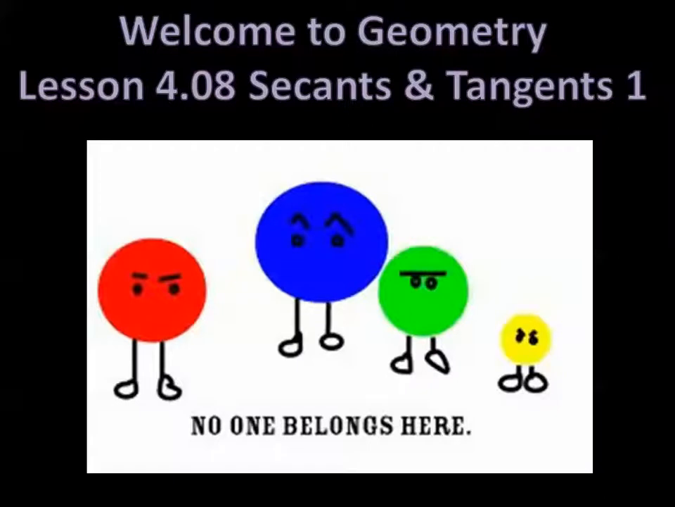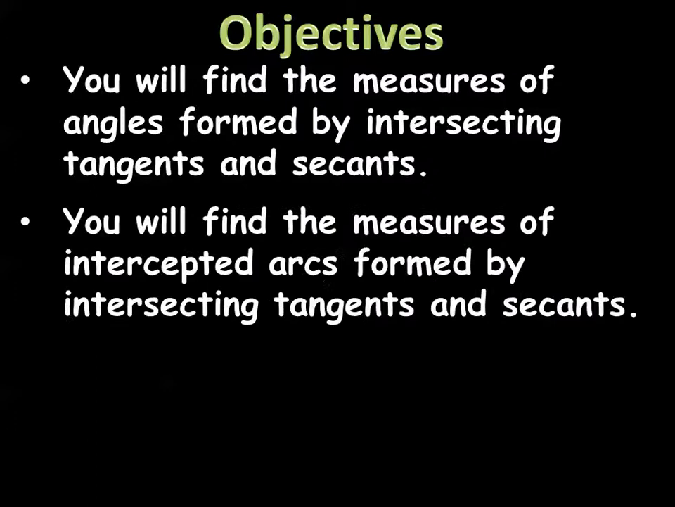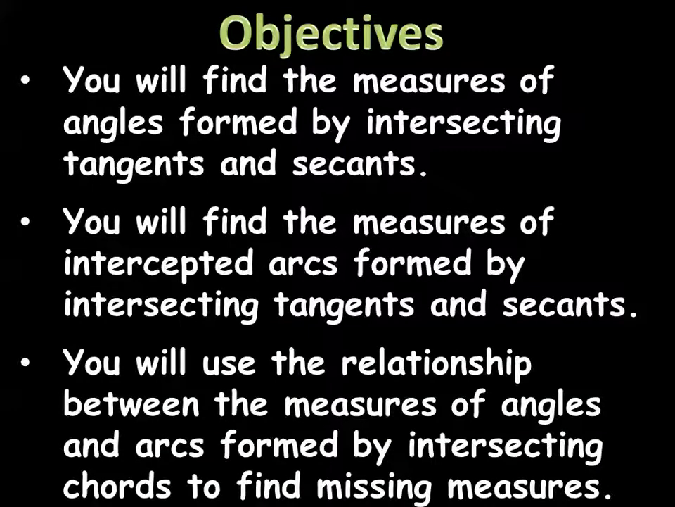Lesson 408, Secants and Tangents, Part 1. The objectives of this lesson: you're going to find the measures of angles formed by intersecting tangents and secants. You'll also find the measures of intercepted arcs formed by intersecting tangents and secants. And you will use the relationship between the measures of angles and arcs formed by intersecting chords to find missing measures.